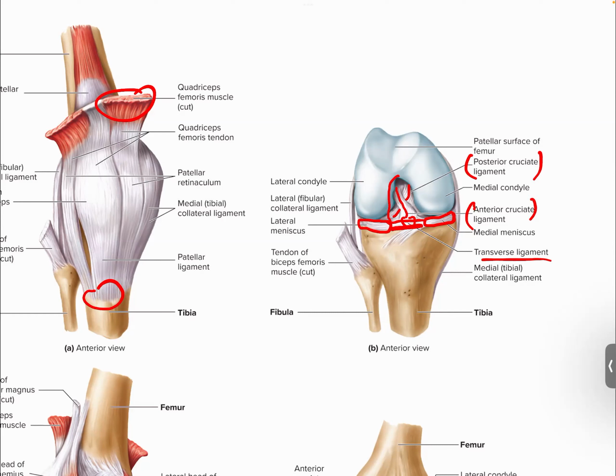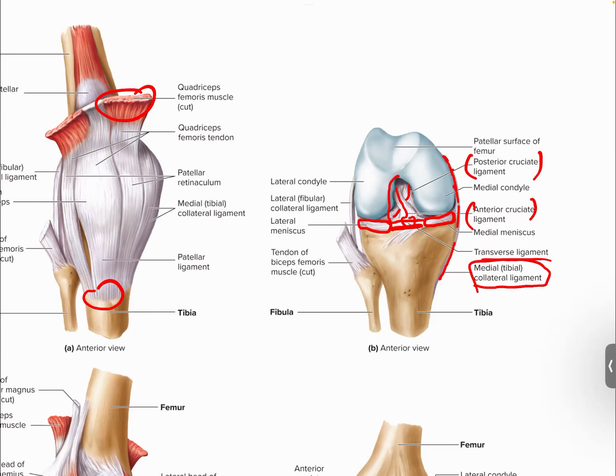Now, there's a couple of others that I want to mention because sometimes you run into them. On the medial side, you notice you have on the outer area connecting the femur to the medial condyle of the tibia, you have this guy right here, which is the medial collateral ligament, or the MCL. So that's connecting the two condyles, femur to tibia.